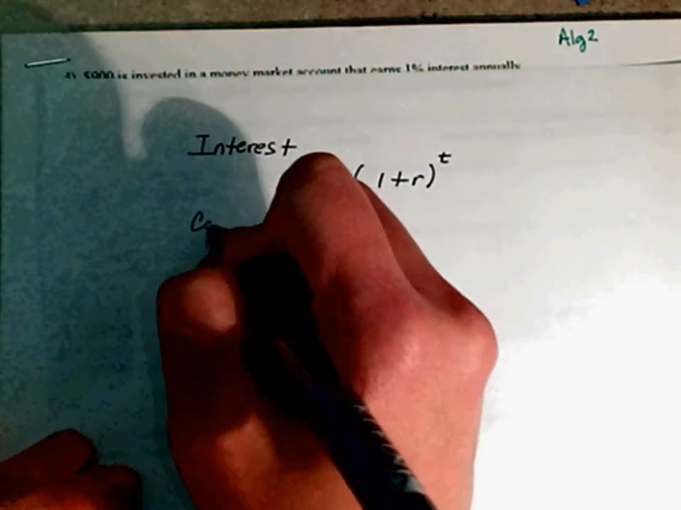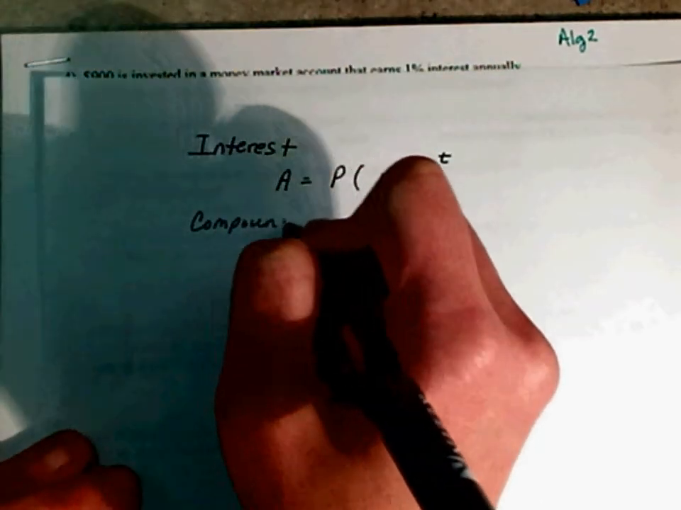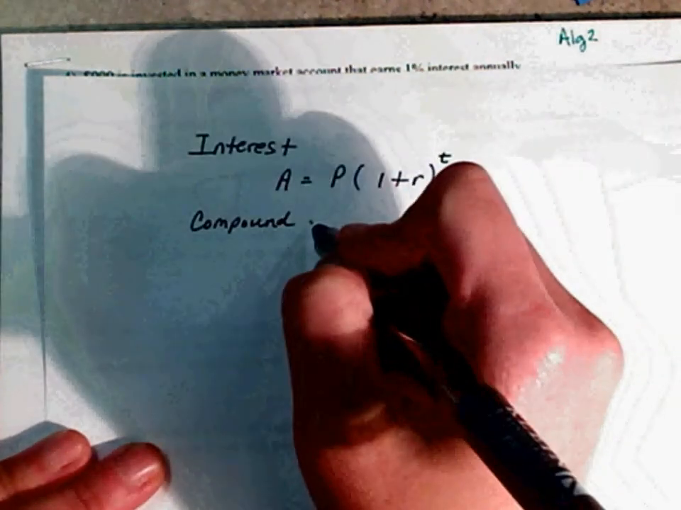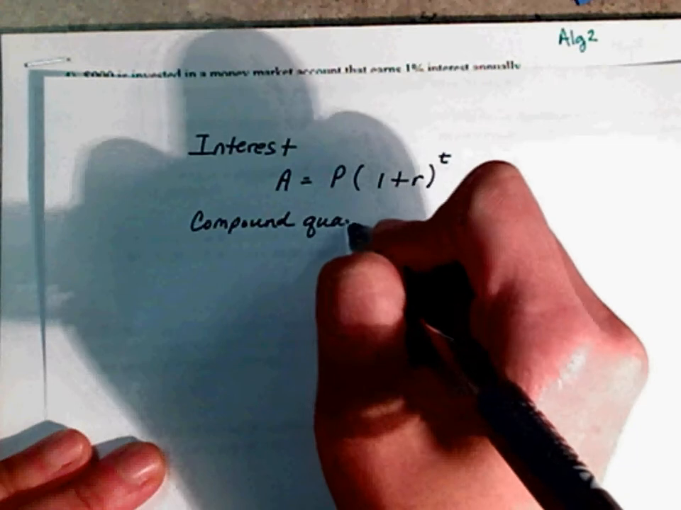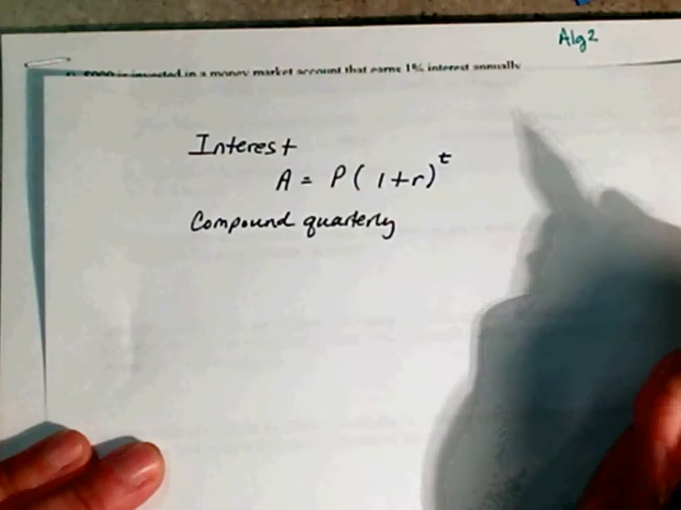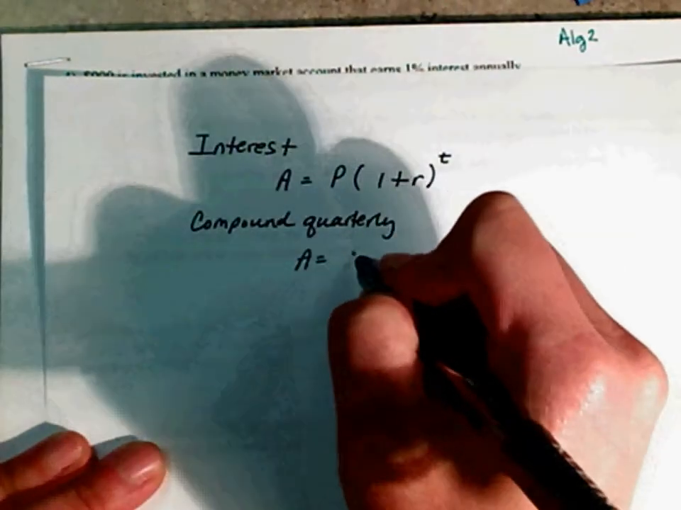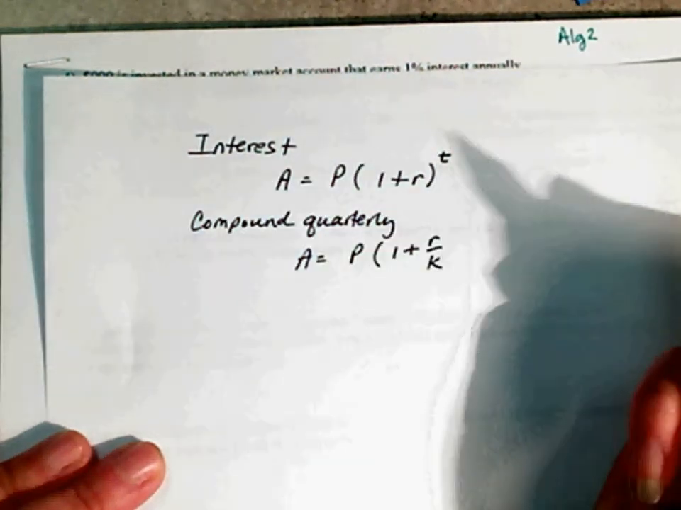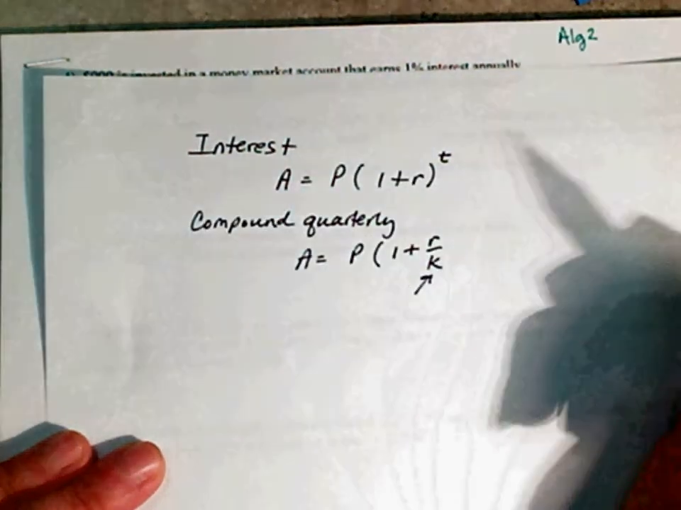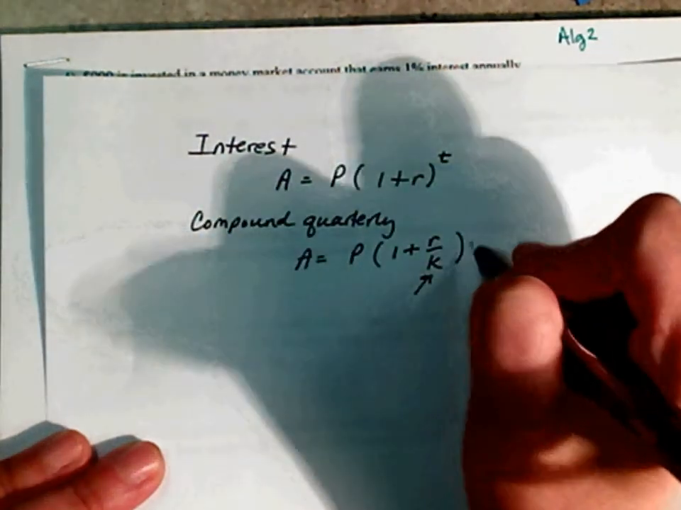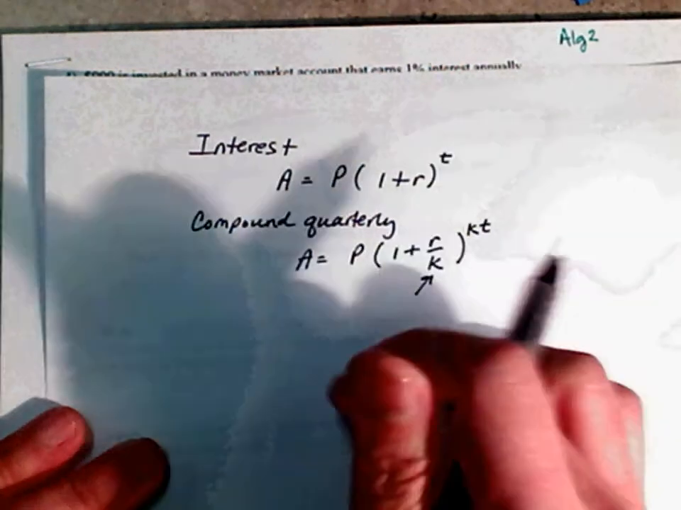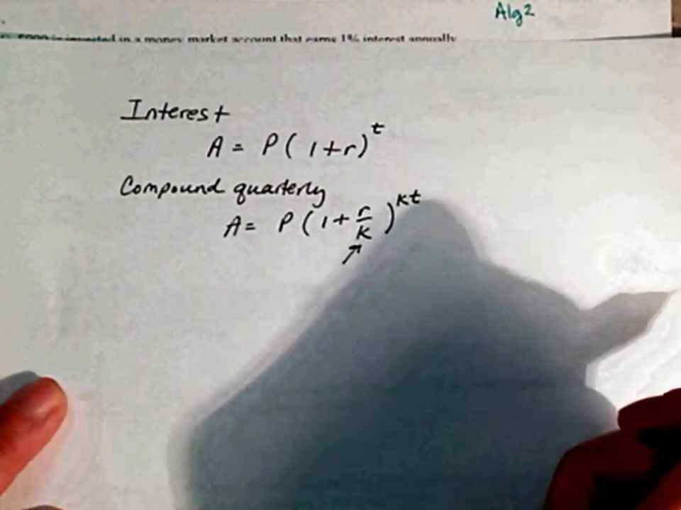Now, if it says the word compound, but it gives you a specific time, such as compound quarterly, for example, you're going to use the formula P times 1 plus R over K, raised to the K times T. K is the compound quarterly or monthly. Okay? Let's do a little refresher on that part.